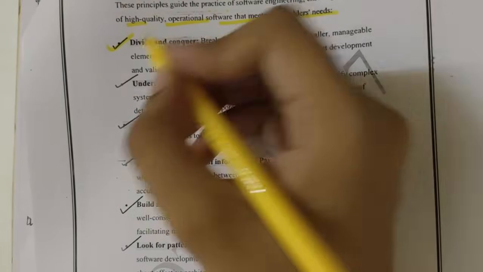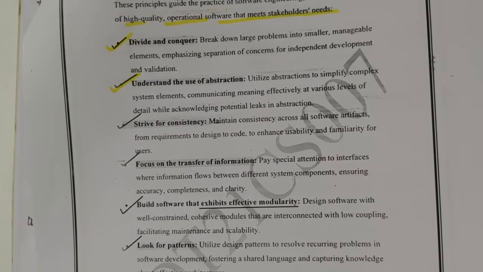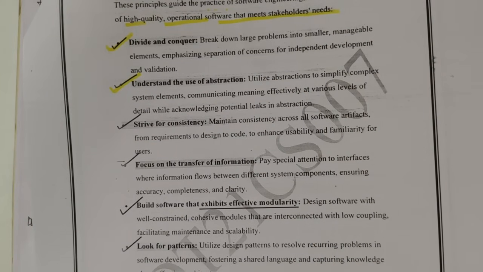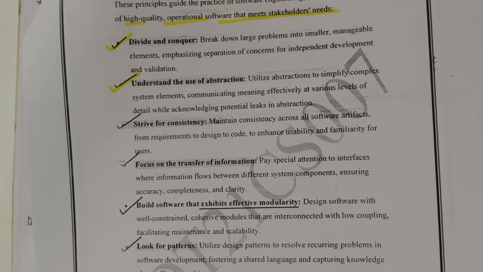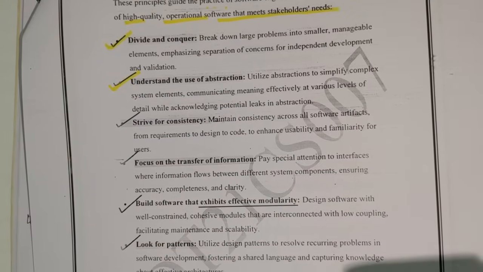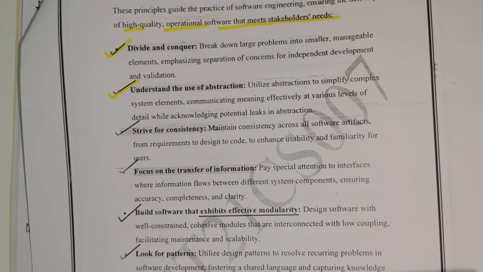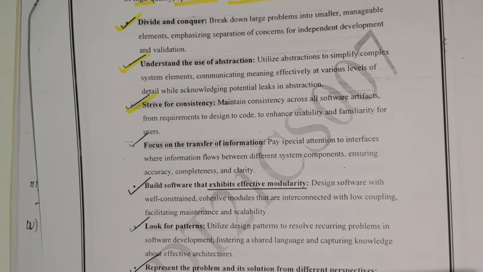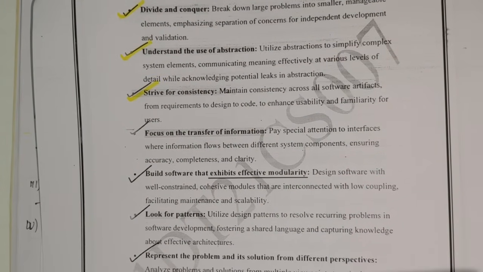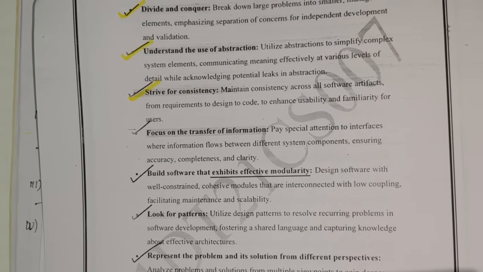Understand the use of abstraction. So in abstraction, we are making sure that the project is explained at different levels. By making sure that the project is at different levels, if there is any error happening, we can identify the error properly and rectify it. Then we have strive for consistency. So we should make sure that during the practice, consistency is met. Okay, so the code which we design should be usable, familiar to the users.